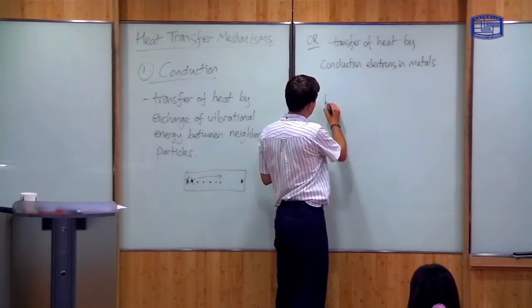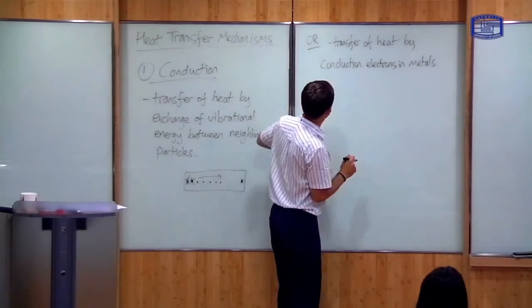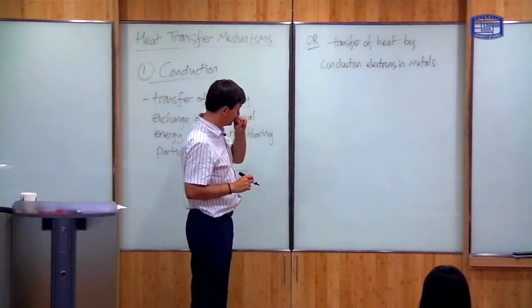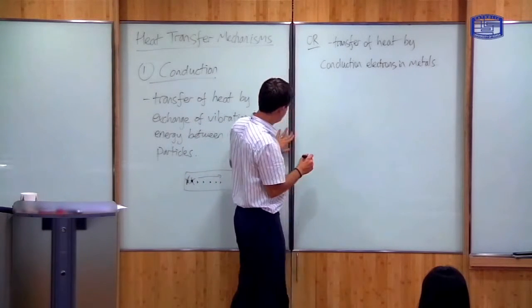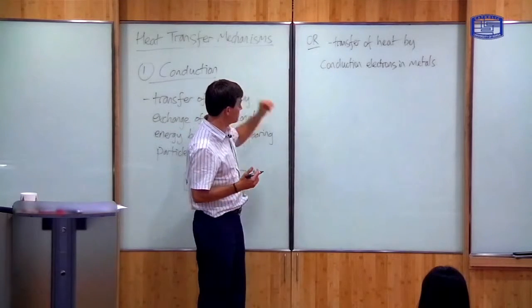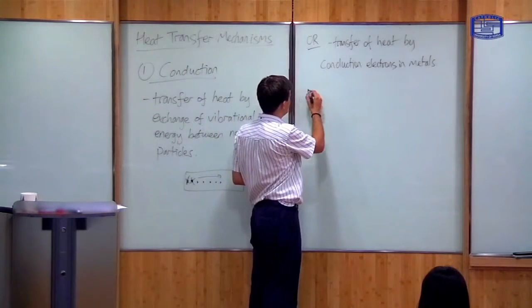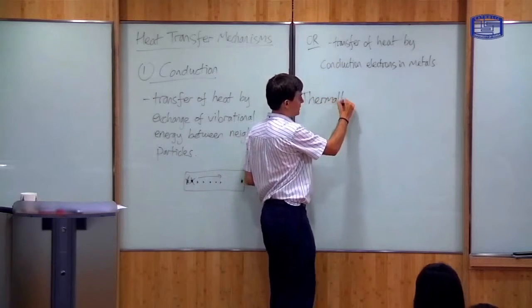Okay, so now we want to be able to quantify this mathematically. How do we quantify the rate at which heat flows by conduction? Well, we can do it by something known as the thermal conductivity, which I will now define.